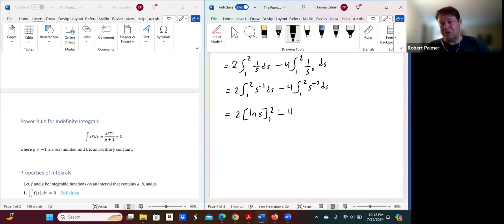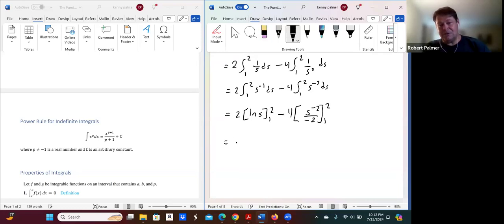Now, minus 4. Once again, don't forget our constants, 2 and 4. This one, we can use the power rule. We use it for any power just as long as the power is not equal to negative 1. And so remember how this works: we add 1 to our power, so negative 3 plus 1 is going to be negative 2, over the new power, which is negative 2. And then that's evaluated from 1 to 2. Okay, so here, basically, the calculus is more or less done. We just have to plug in a few things.